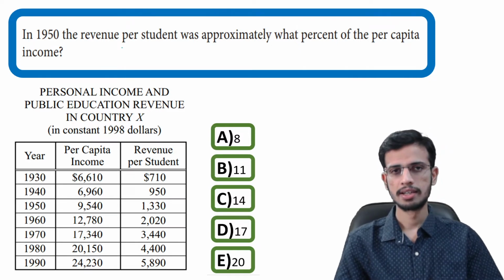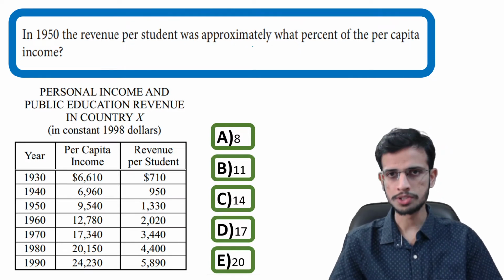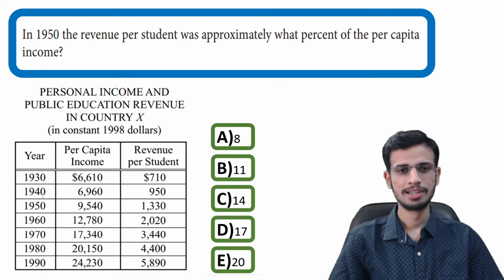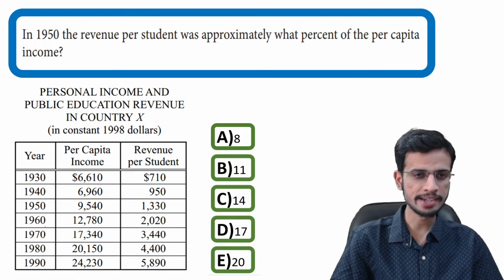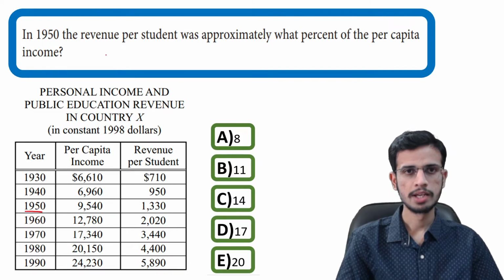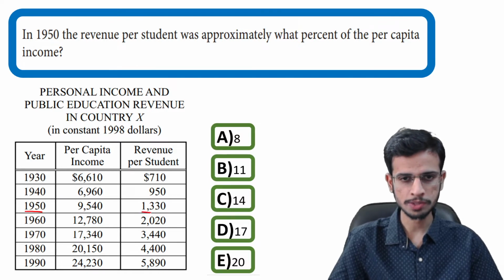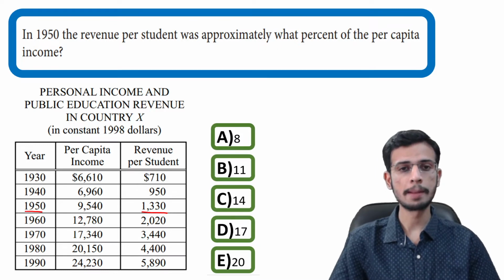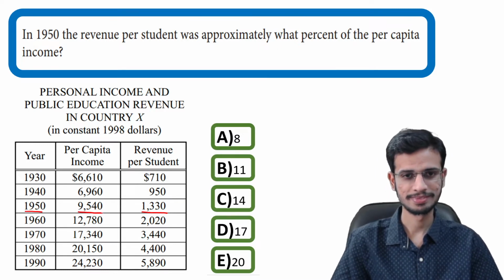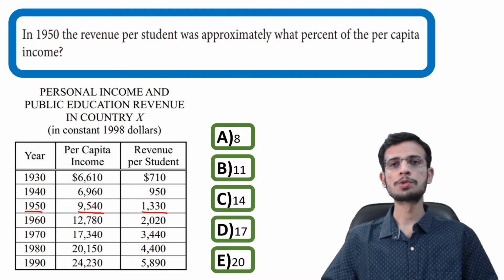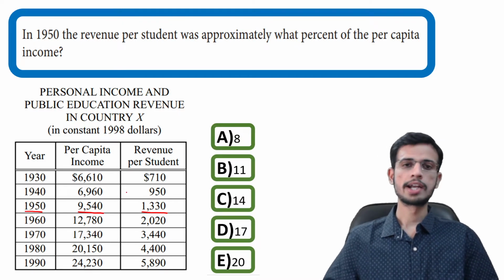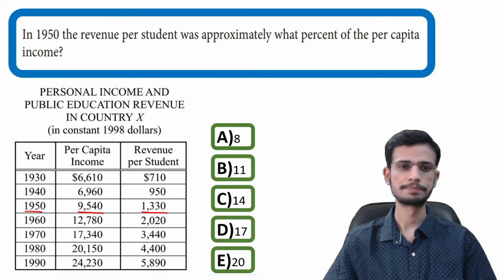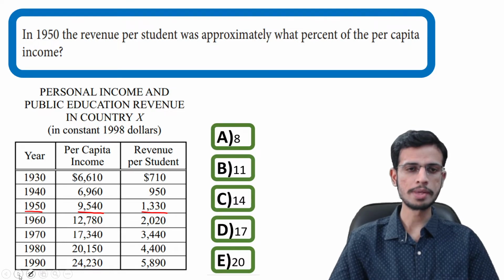In 1950, the revenue per student was approximately what percentage of per capita income? So they are discussing about 1950. So in 1950, revenue per student is 1330 per student, was approximately what percentage of per capita income? So per capita income is $9,540, and we have to find answer of this question. So as I told earlier, these questions are very easy, right? So what will be your answer?